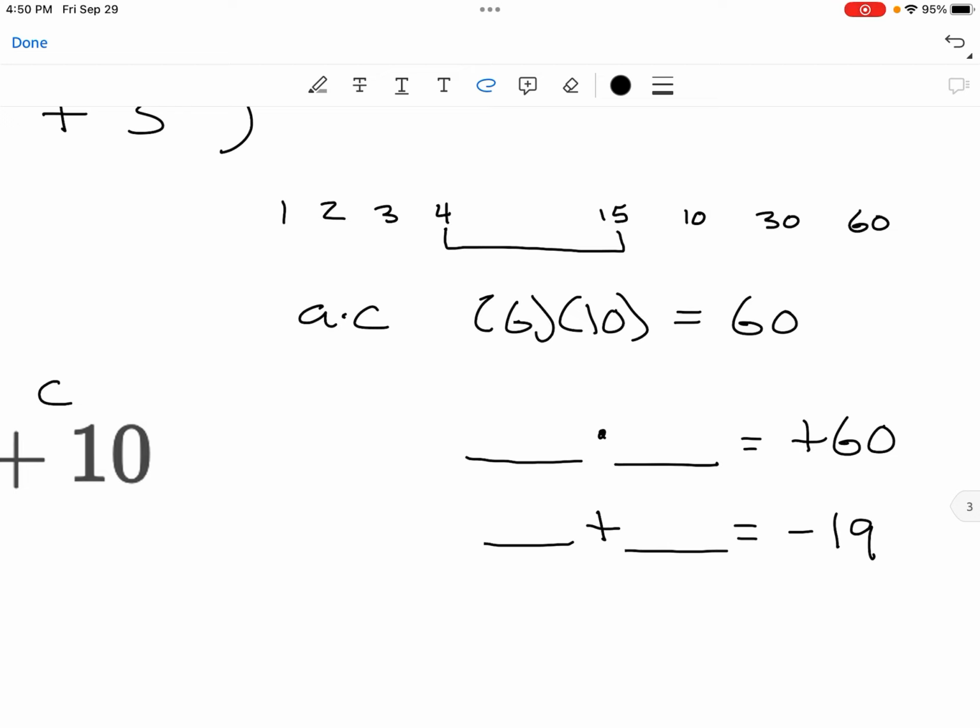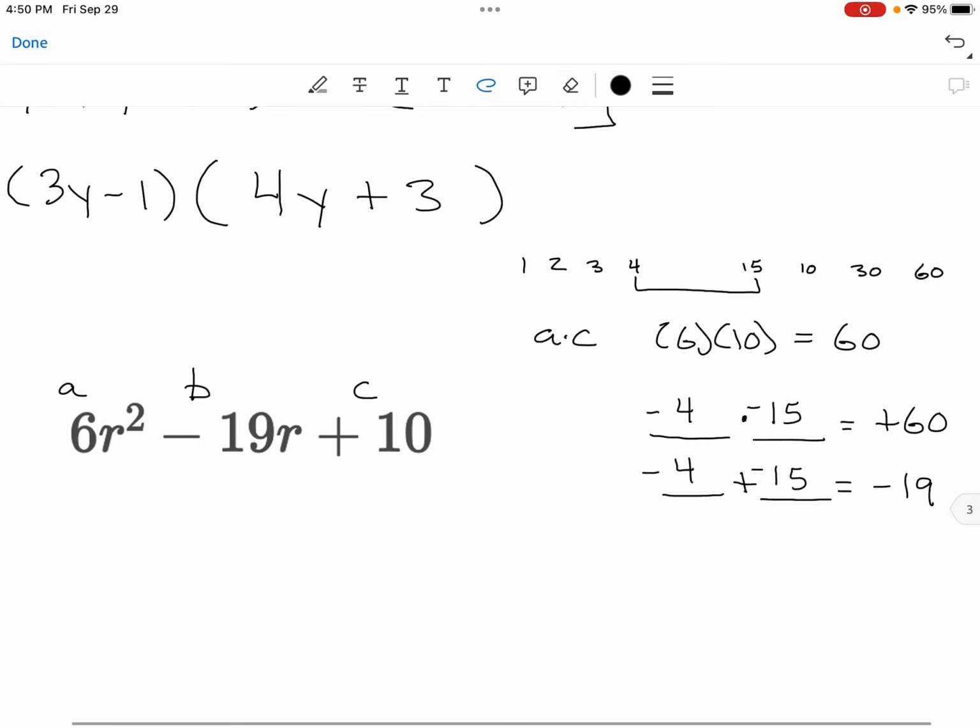And so when you notice little things like this, then start experimenting with them. So let's put 4 and 15 here. And now what would make this work so that when we multiply, we get positive 60, but when we add, we make -19? Now in this case, if one of them is negative and the other is positive, it's not going to work out. But if they're both negative, that will give us positive, and if they're both negative, that will give us -19 when we add.